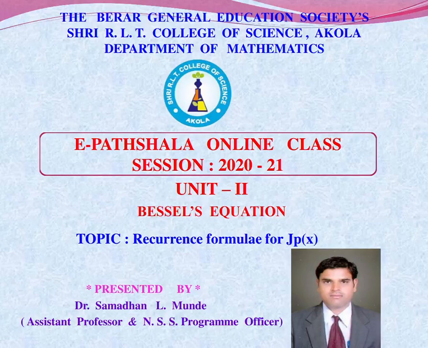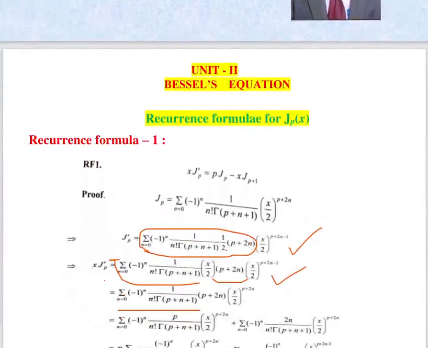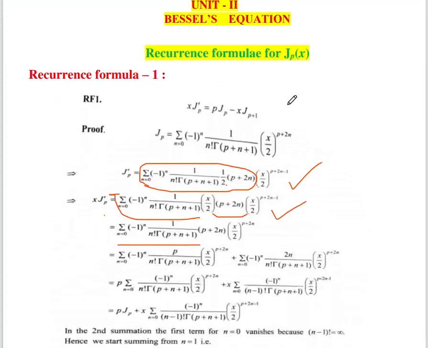Dear student, in this lecture we will see some recurrence formulae for Jp of x. Then we will see some problems on those recurrence formulae of Jp of x. First, the recurrence formula is stated as x J'p equals p Jp minus x J(p+1). Dash means derivative with respect to x. Now we will see the proof of this.